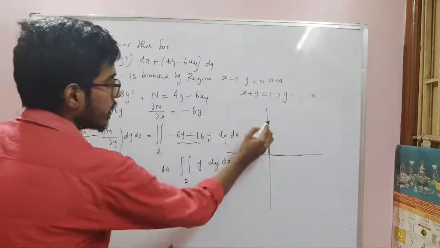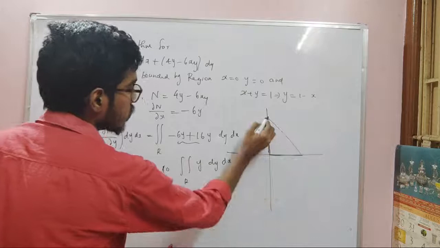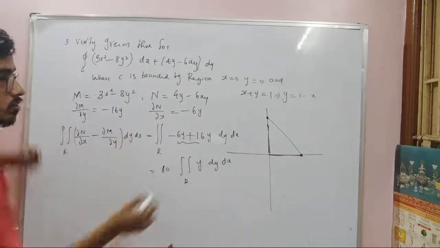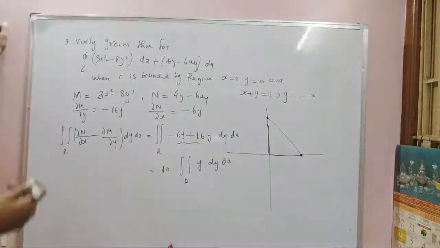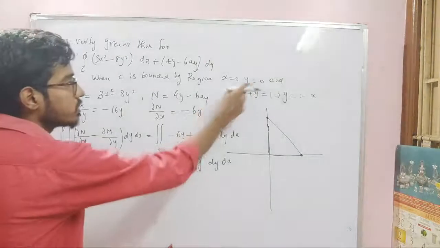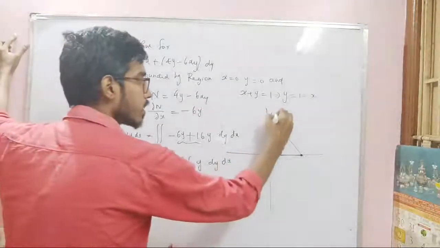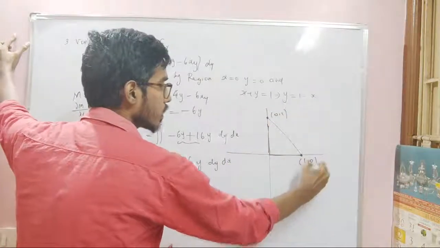So a graph will be like this, right? We need to find the points of intersection, this point and this point. We have y is equal to 1 minus x, and you can see when x is equal to 0, y is equal to 1, and when y is equal to 0, x is 1. So clearly the points are 0, 1 and 1, 0, right?